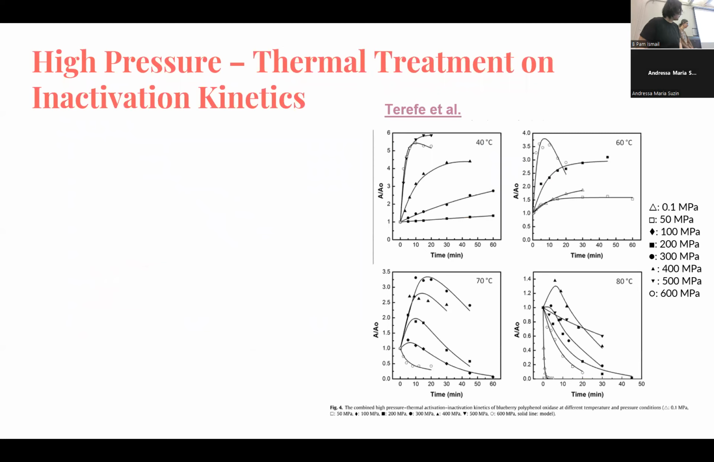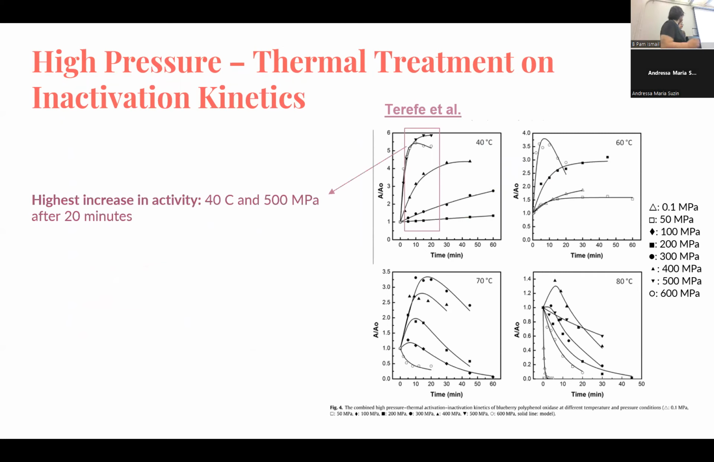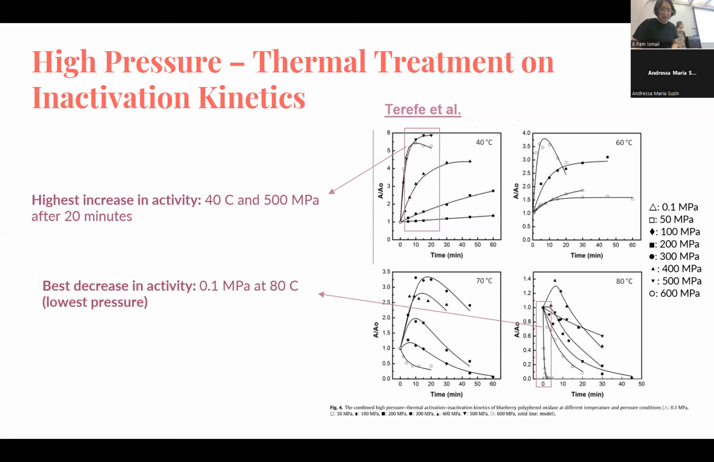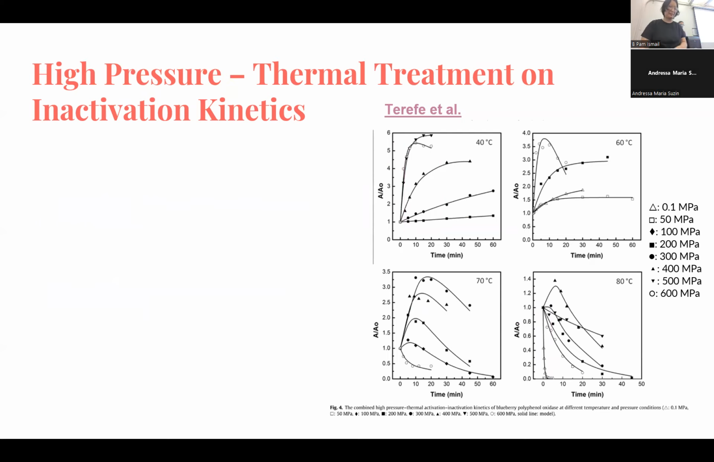And this is a lot of graphs. I'm sorry in advance, but the highest increase in activity was observed in that graph over there, which is at 40 degrees and 500 megapascals after 20 minutes. In contrast, the best decrease in activity was at 0.1 megapascals at 80 degrees. So the lowest pressure actually led to the best decrease in activity, which is kind of disappointing, knowing what the authors wanted to do with this paper.